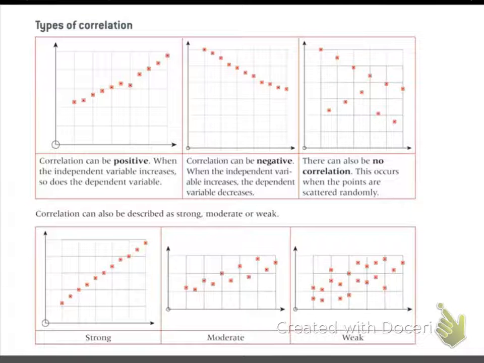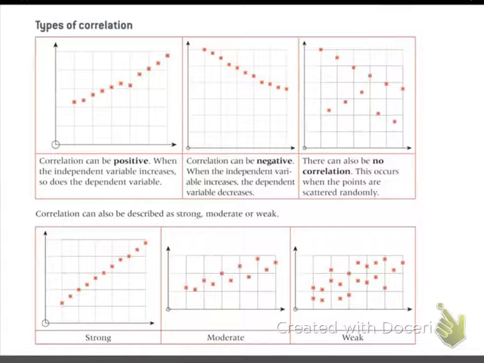Well, here are 6 different charts. The first chart is a positive correlation, just a correlation. It's positive because as the independent variable increases, so does the dependent variable. Negative, as the independent variable increases, the dependent decreases, and then something like this would just be no correlation going on at all.